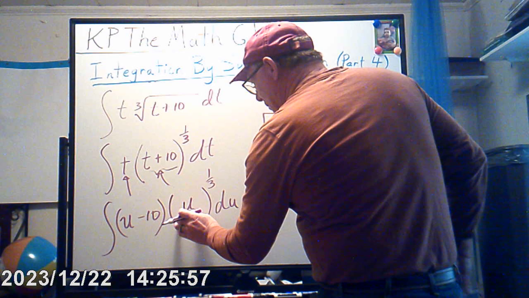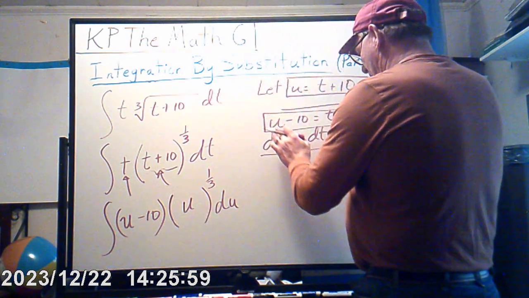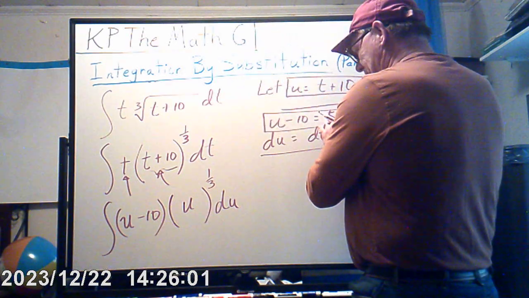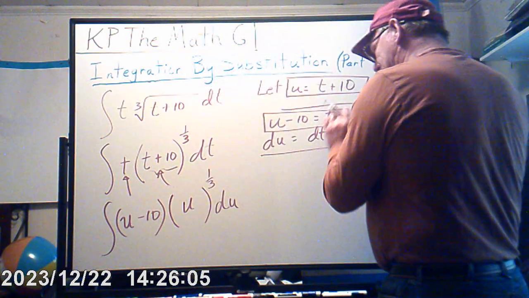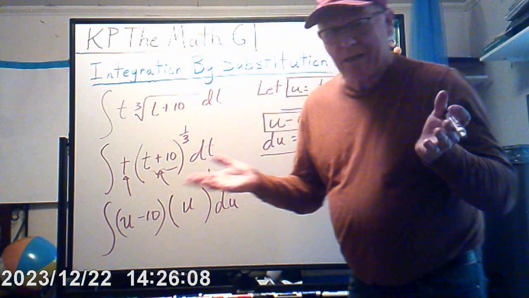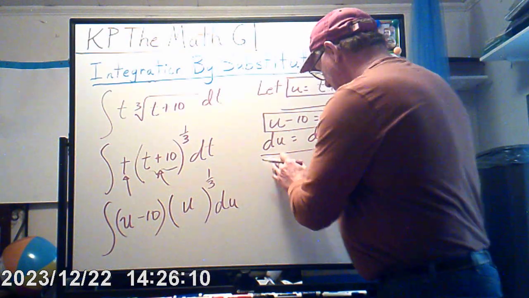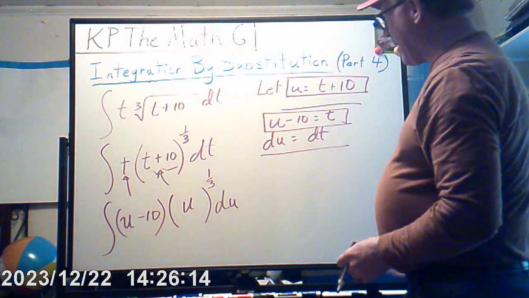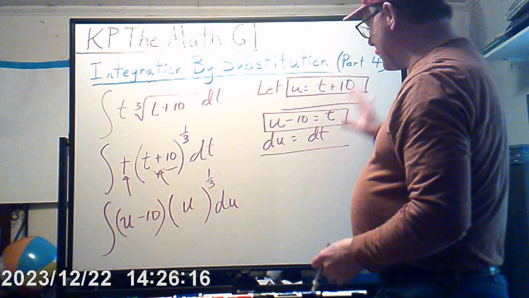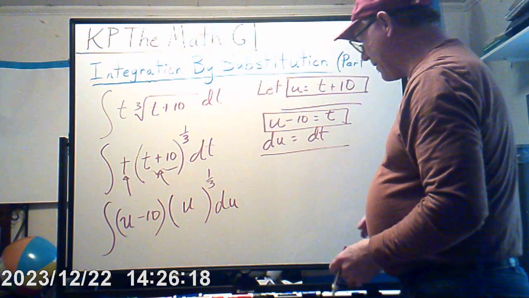So u is t plus 10. That's what u is right here. u minus 10 is t. Got to get t by itself. We've got to have something for t. And then du is dt, so in place of dt, there's du. Now, I need to keep that up there.